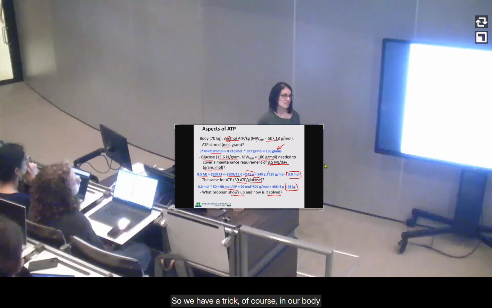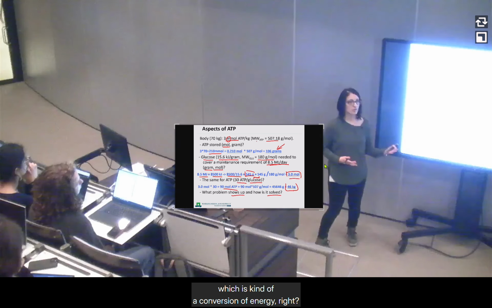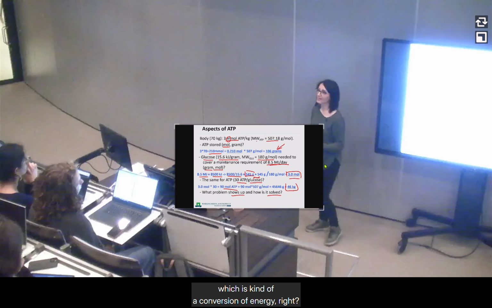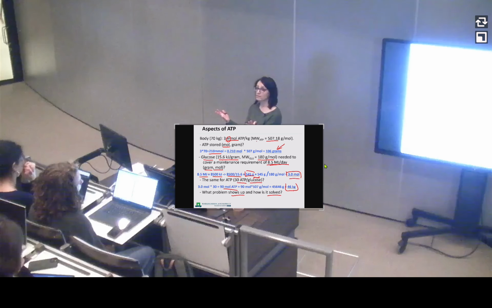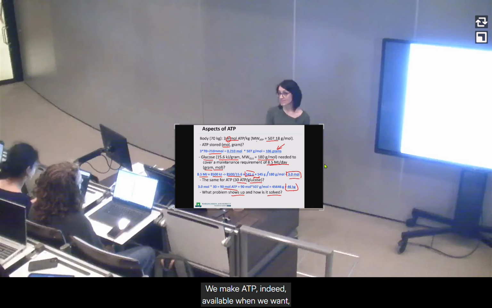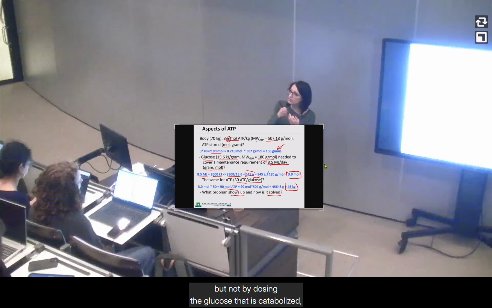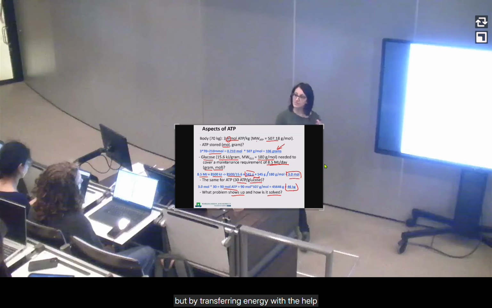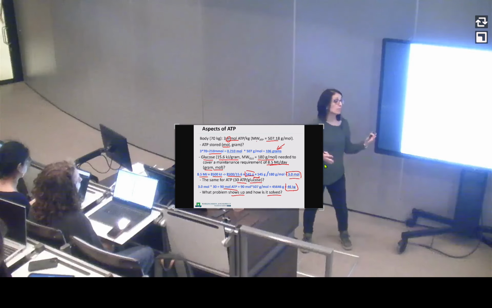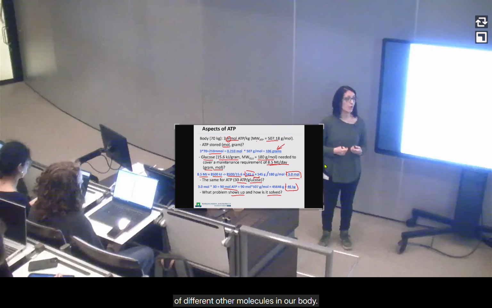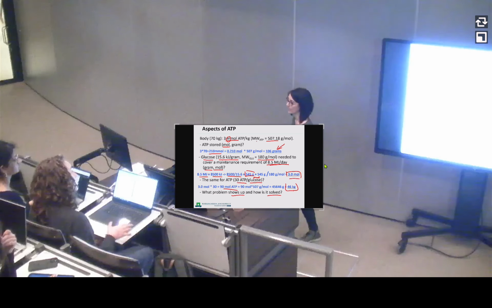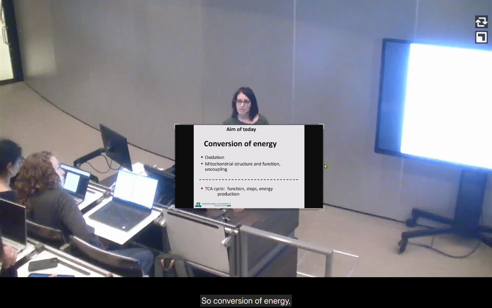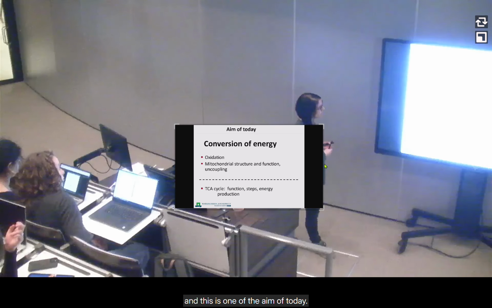So we have a trick, of course, in our body, which is a kind of conversion of energy, right? We don't keep all the energy as a free pool of ATP. We make ATP available when we want, but not by dosing the glucose that is catabolized, but by transferring energy with the help of other molecules in our body. And these are the coenzymes, and I will talk about it now. So conversion of energy is one of the aims of today.